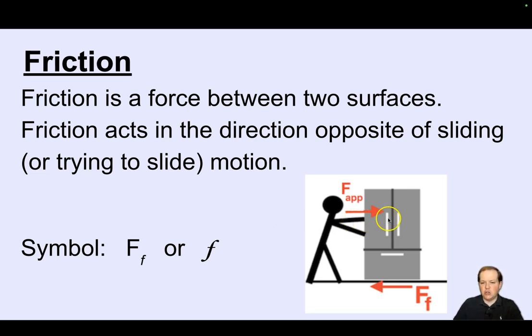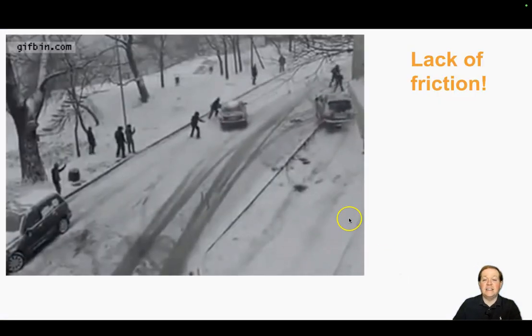Here I have someone trying to move this refrigerator. Let's say they're pushing the refrigerator to the right. Friction, here they're using this symbol, is opposing. So if we're pushing to the right, the frictional force is acting to the left.